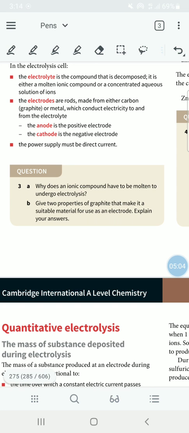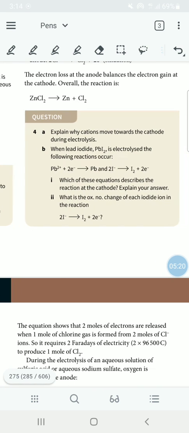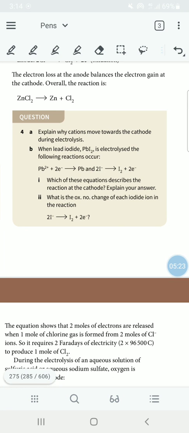Why do we have high temperatures in an electrolytic cell? Obviously, because to melt these ionic materials, we would require very high temperatures. So I'm sure you have already written those answers. If you have not, please go through these lessons and try to understand once again what it means. Then question number 4. Explain why cations move towards the cathode during electrolysis. Obviously, cations are positively charged and the cathode is a negatively charged electrode. So opposite charges attract. As a result, the cations will be attracted to the cathode.